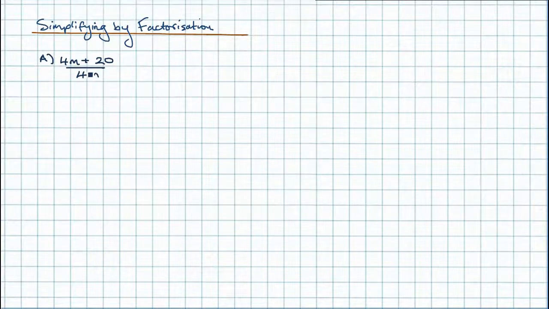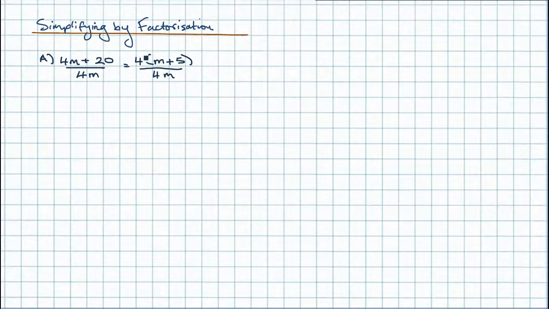Now, the denominator is already factorized, so you've got a 4 times an m, so there's nothing to do there. But the numerator has a common factor in both these terms of 4. So if we write 4 and then open brackets m plus 5, then that's the factorized form of the numerator here. So what that means is we can now do some cancelling because we've got 4 in the numerator and 4 in the denominator. Both of these are products, so we can just cancel.